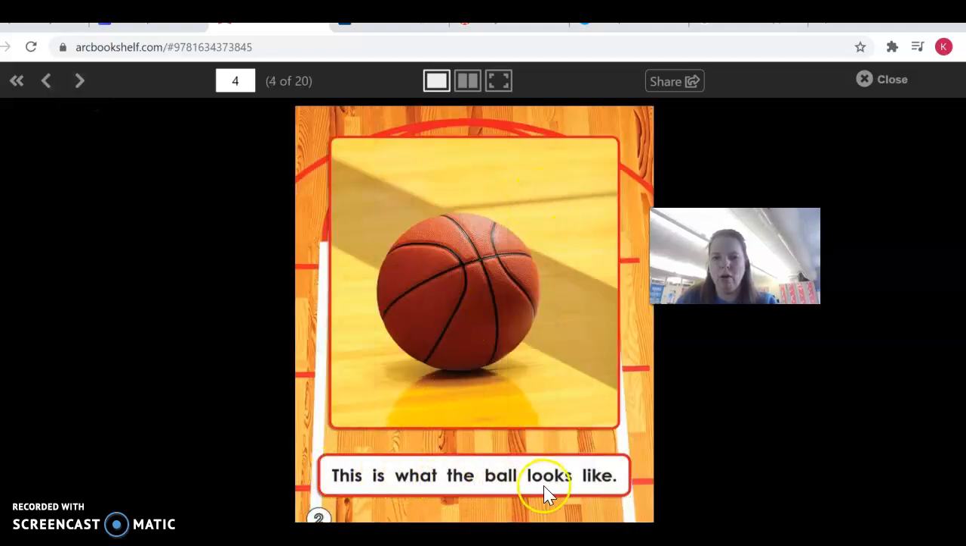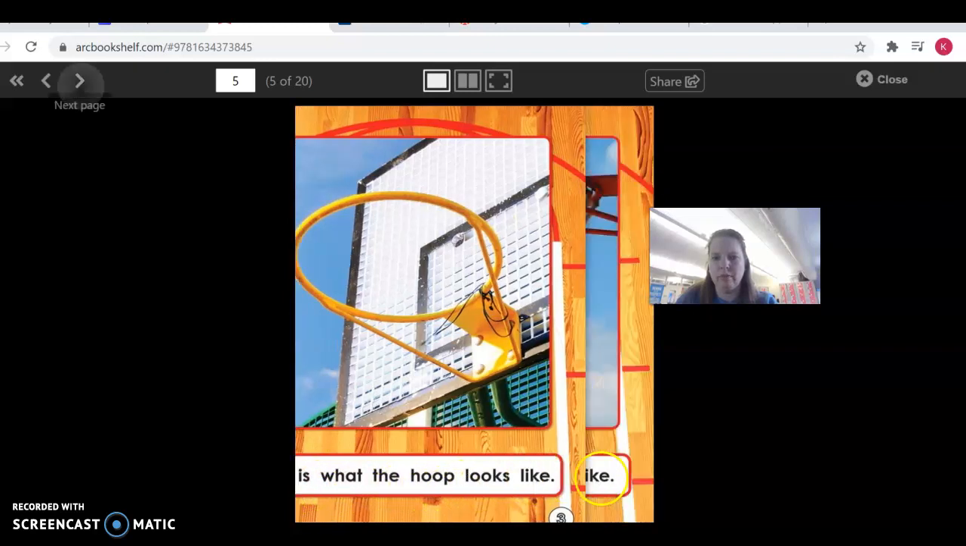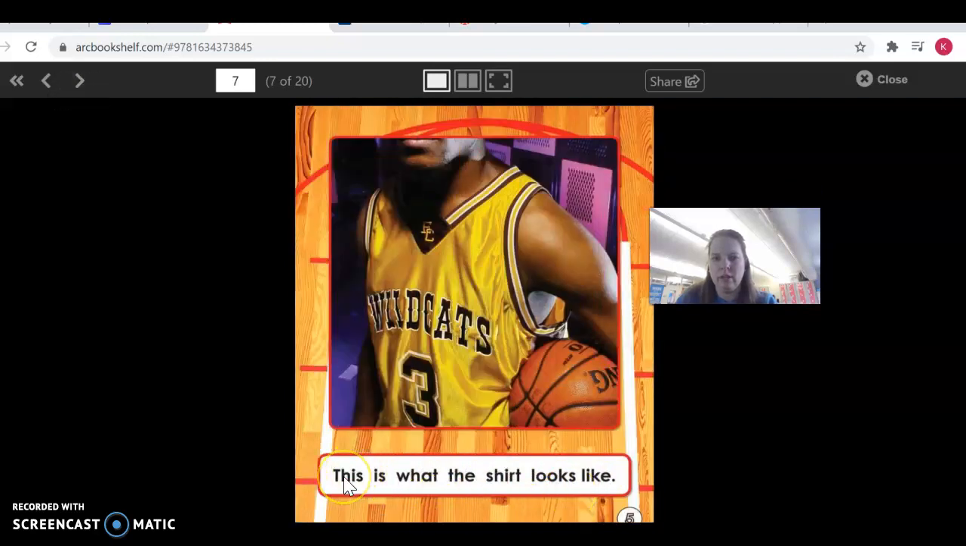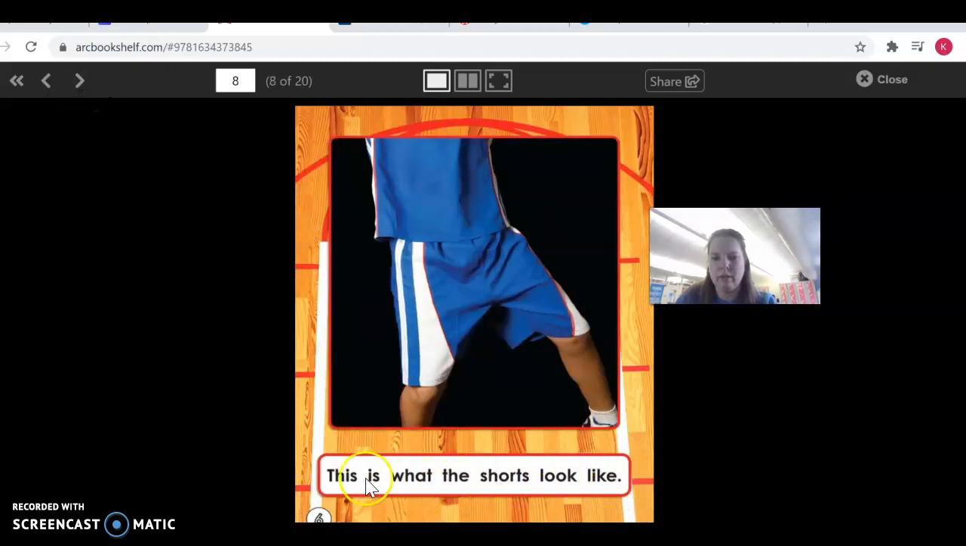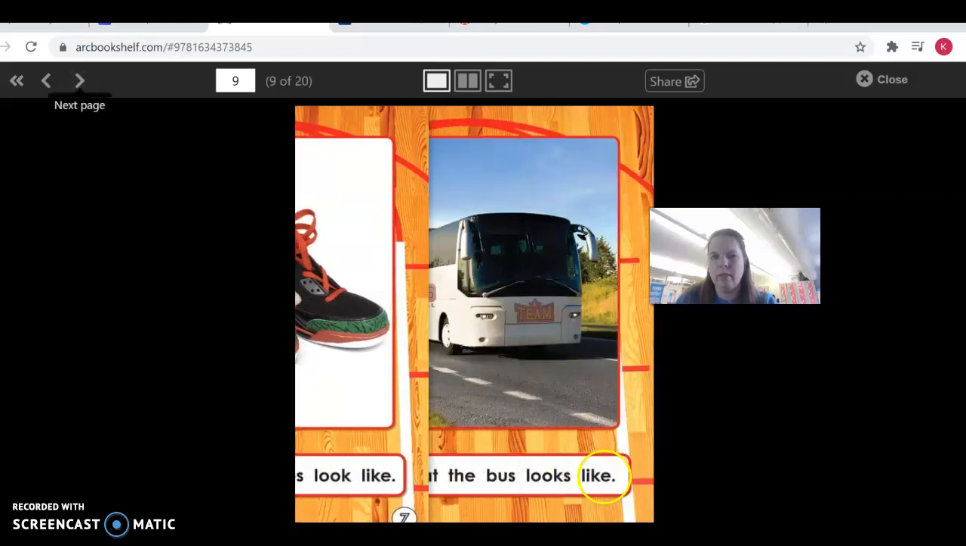This is what the ball looks like. This is what the hoop looks like. This is what the net looks like. This is what the shirt looks like. This is what the shorts look like. This is what the shoes look like.